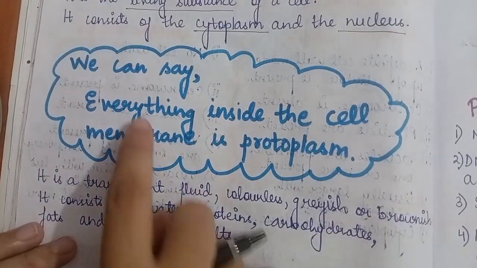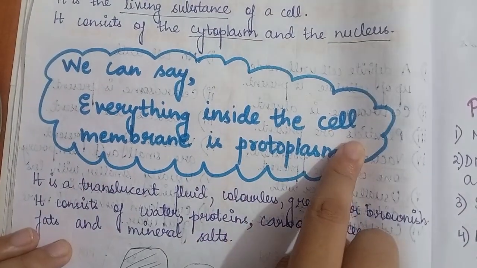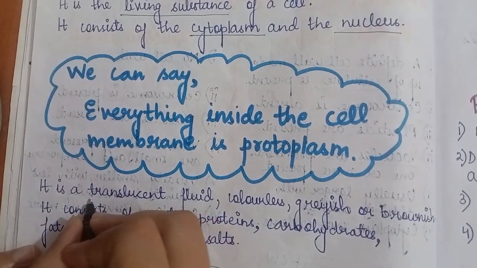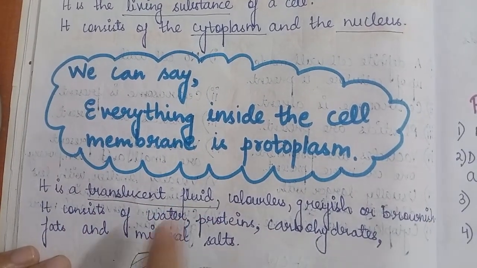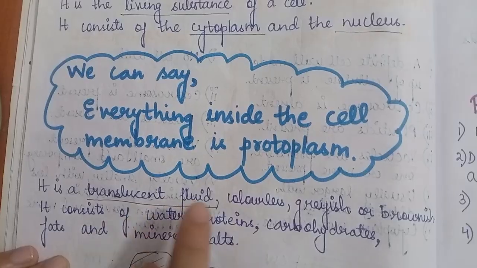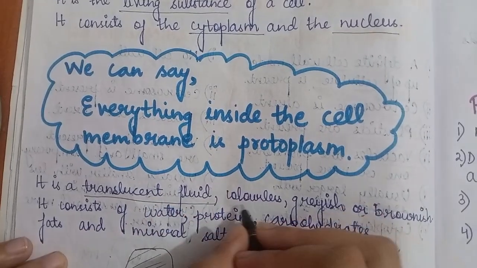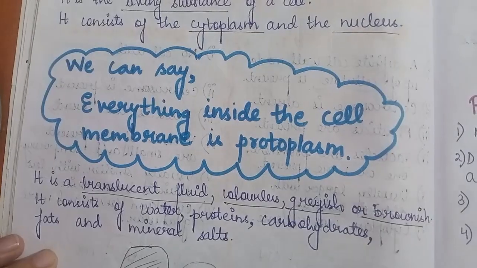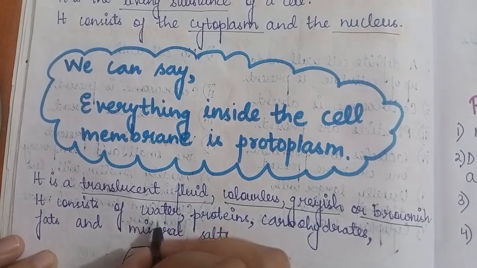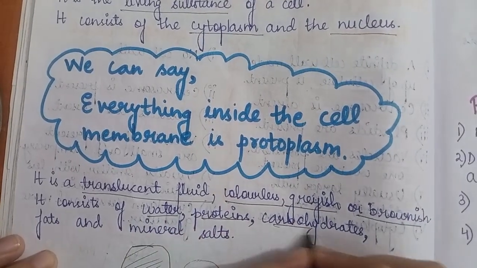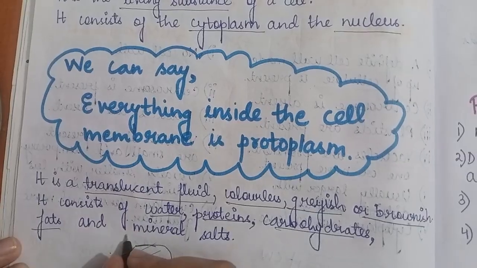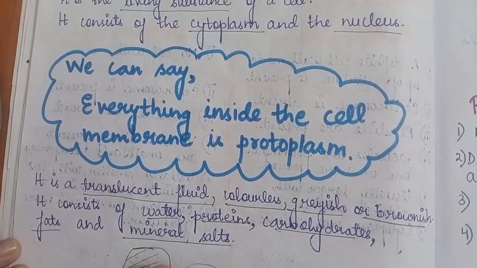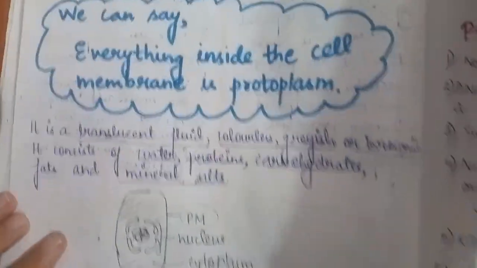So we can say everything inside the cell membrane is protoplasm, and it is a translucent fluid, means you can see through it, partial light can pass through it. It is colorless, grayish or brownish, and it consists of water, proteins, carbohydrates, fats and mineral salts. These things are the constituents of the protoplasm. I hope it is clear.